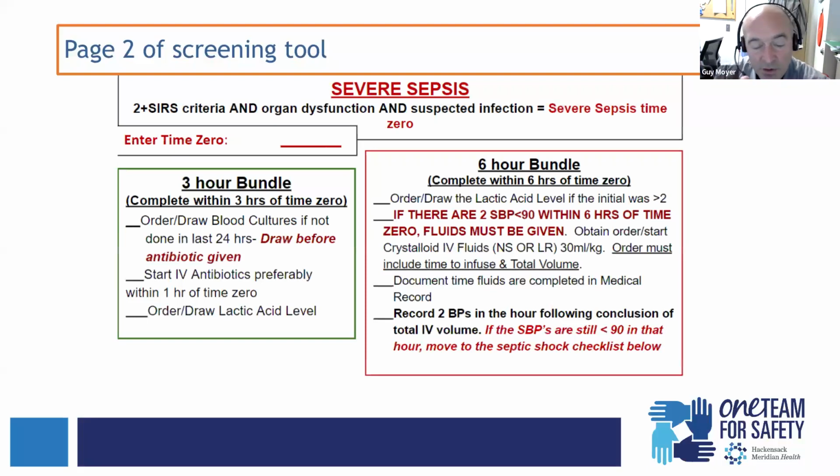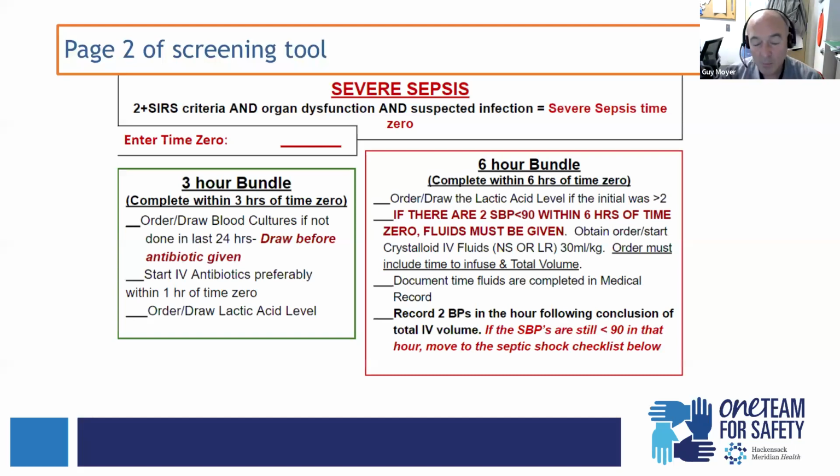So once you meet the criteria of your 3-hour bundle and that's completed, the 6-hour bundle needs all these things completed within time from the identification of time 0. You've got to make sure that your lactic acid was drawn initially and that you did a repeat lactic acid on the patient. If there are 2 systolic blood pressures that are less than 90 within 6 hours of time 0, fluids must be given, and you need an order specifically to say that crystalloid IV fluids, normal saline or lactated ringers, must be given at 30 mLs per kilogram. The order must include the time to infuse and the total volume. So that needs to be calculated based on the patient's actual weight.